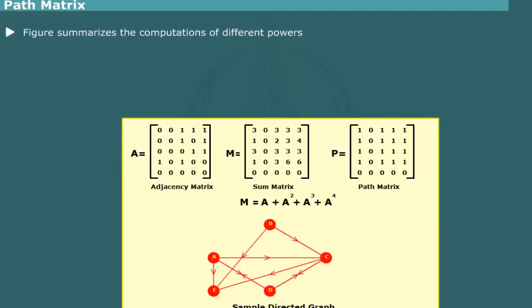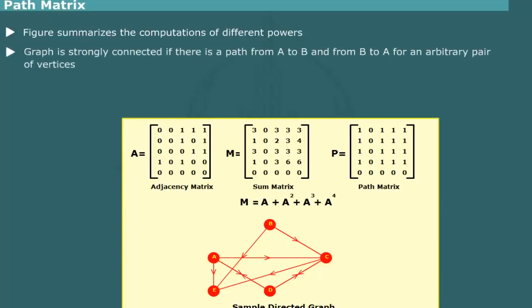The figure summarizes the computations of different powers of the adjacency matrix for a sample graph. By setting non-zero entries to 1, we obtain the path matrix. Observe that the second vertex is not reachable from any other vertex. The last vertex is reachable from any other vertex.